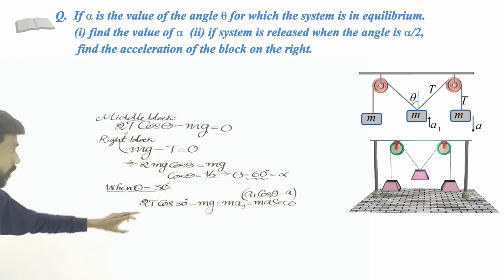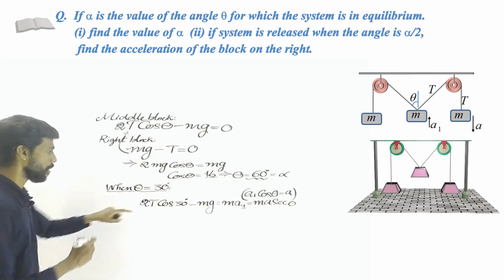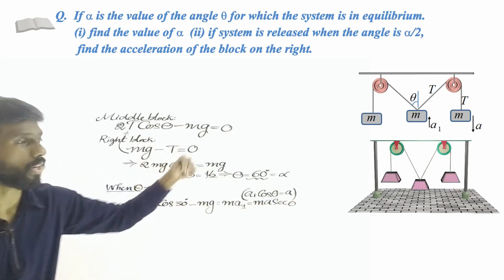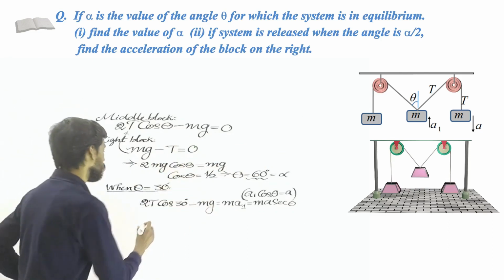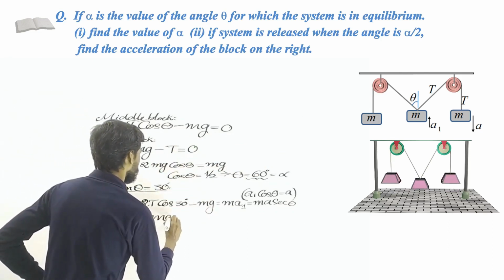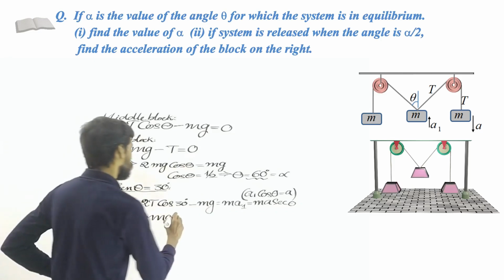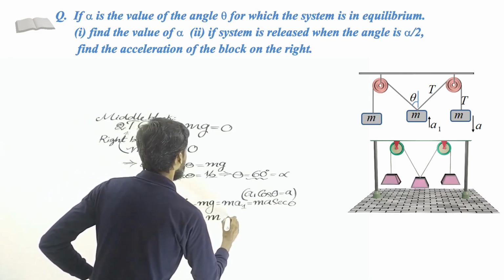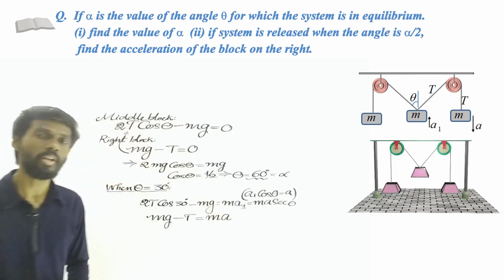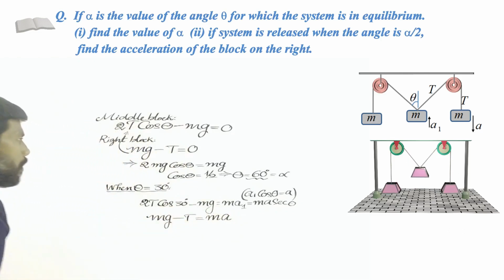Okay, done. This is for the middle block. Now the other two blocks, you take any one of the blocks. The acceleration A is in the downward direction, so mg in the downward direction minus tension in the upward direction equals the mass times the acceleration, that is A. So if you solve these two equations, you should be able to get the answer.